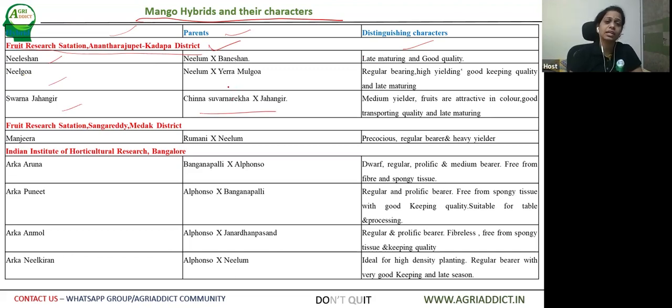The parental information of the hybrids, their parents, and the distinguishing characters you should keep in mind. Some of them you have to write down and then remember. Then fruit registration, Sangareddy from Telangana. The popular one is Manjira. Then from IIHR, you have all the Arka hybrids, Arka Aruna, Arka Puneet, Arka Anmol. Then their parentage, parental information, and distinguishing characters.